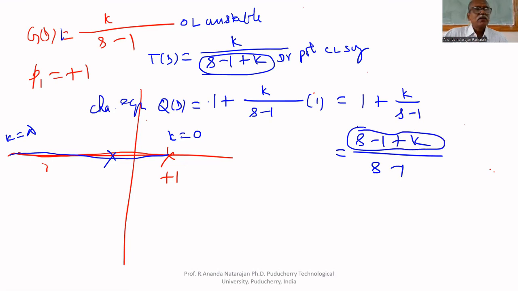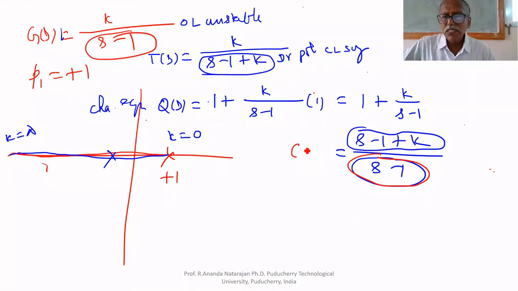The closed loop denominator polynomial becomes the numerator of Q of S. That's why it should not encircle the origin in the clockwise direction. It means it has some poles on the right hand side. Okay, now you understand. But there is no change in the denominator. You notice that there is no change in the denominator.